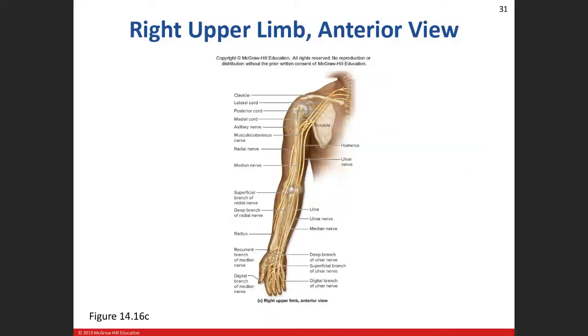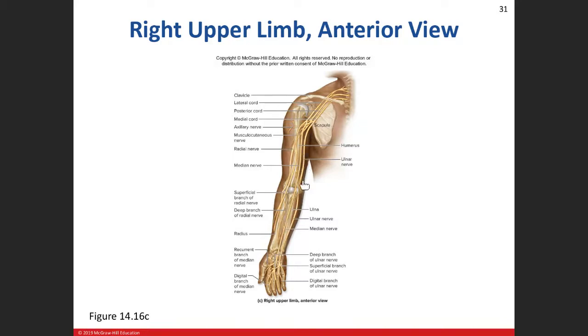So here you can see the actual nerves themselves. As we end up on the terminal branches here, here's your musculocutaneous nerve. That's going to innervate all the muscles of the arm here, the flexors. The radial nerve is going to go more posterior, on the back side. That's going to innervate the triceps brachii and all the extensor muscles on the back side of your forearm.